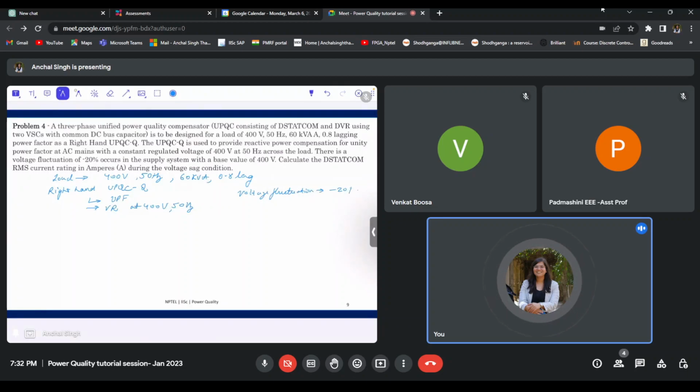The voltage fluctuation is given as minus 20% at the base value of 400 volt. Now we are asked to calculate the D STATCOM RMS current rating during the voltage sag condition. Since it is a three-phase circuit, we know that the supply phase voltage is given as 400 by root 3, which will be equal to 230.94 volts.